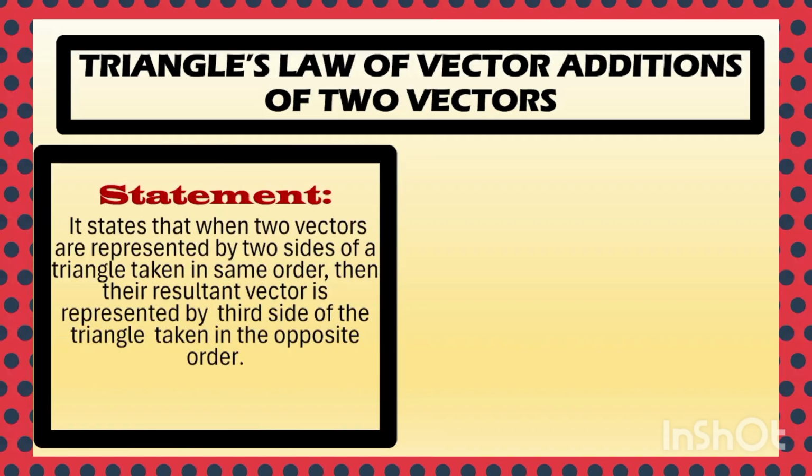The important statement is that when two vectors are represented by the two sides of a triangle taken in the same order, then the resultant vector is represented by the third side of the triangle taken in the opposite order.